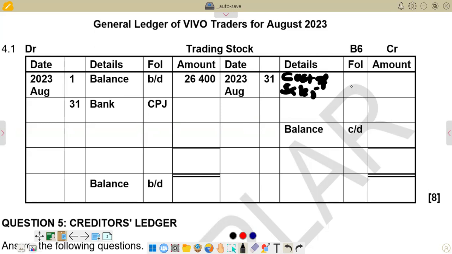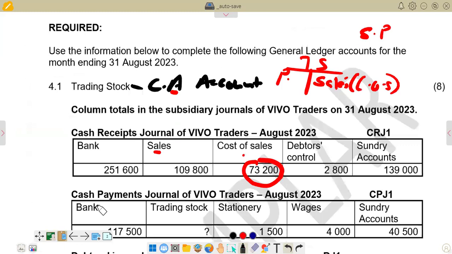And on folio, we're saying I will take this information from the cash receipts journal. So we say CRJ, and the amount that we have is 73,000. Then we go back and try to see what we have in the next journal, which is the cash payment journal.